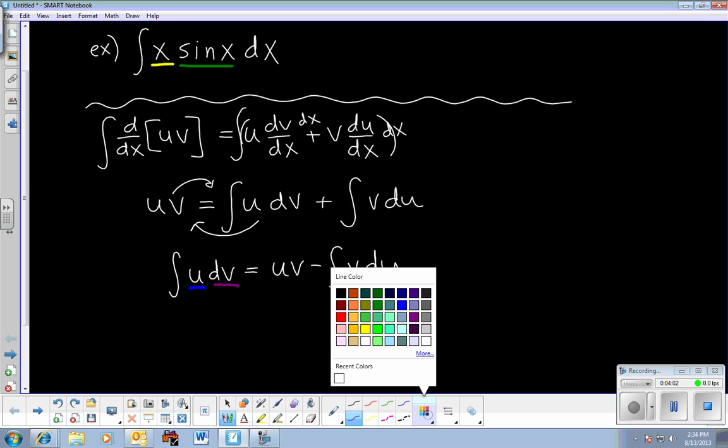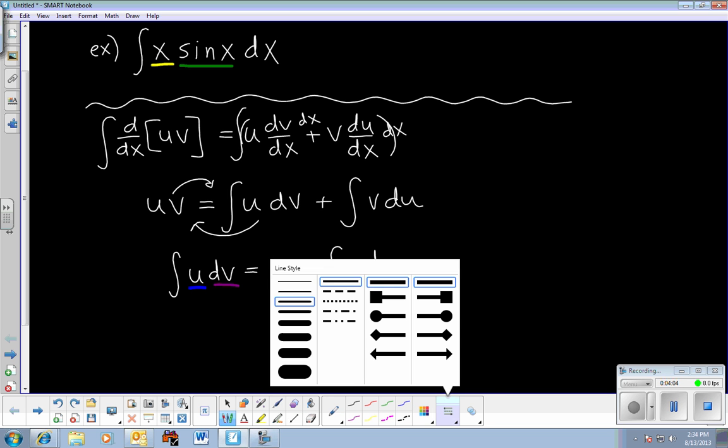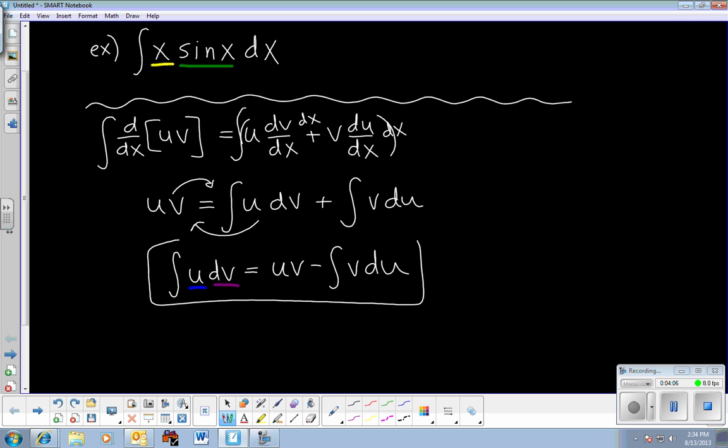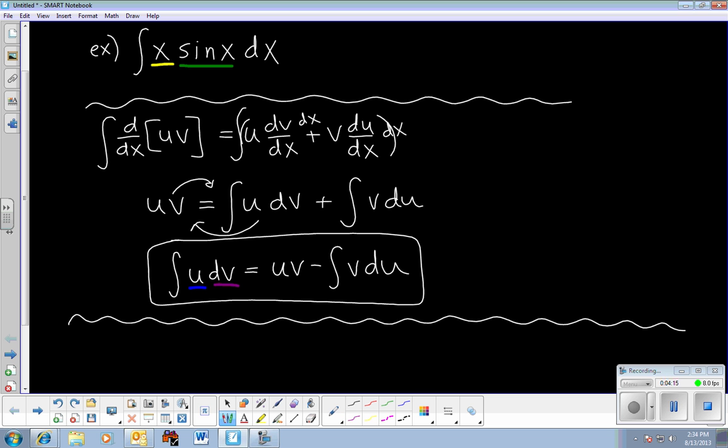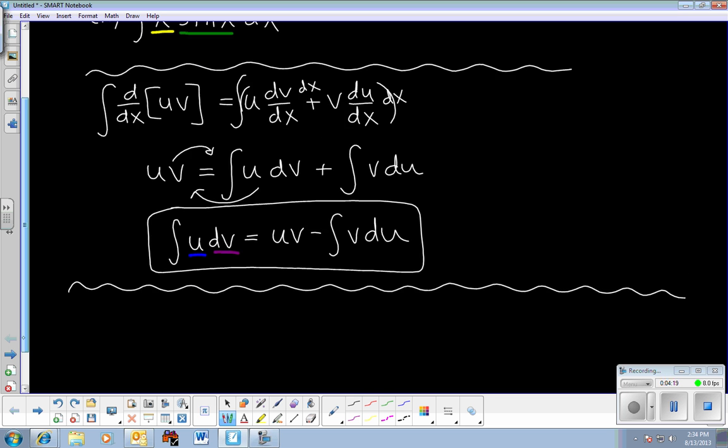So first thing first, make sure that you have down and start to remember this formula. You might have talked about this formula last year, but we're going over it just to make sure. All right, so let's get back to our example, the integral of x sine x.